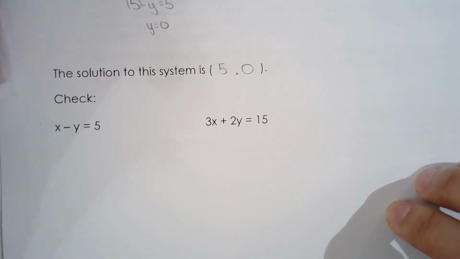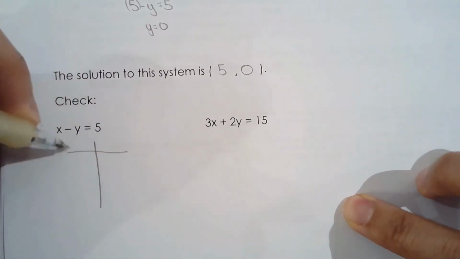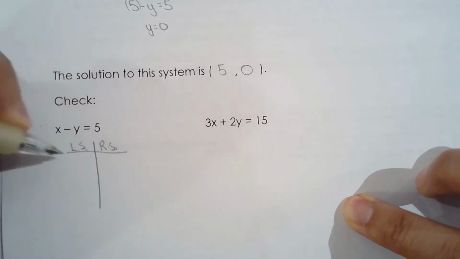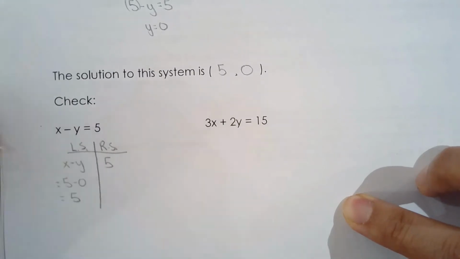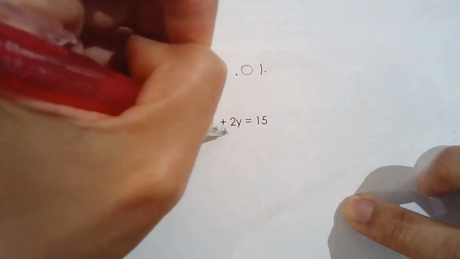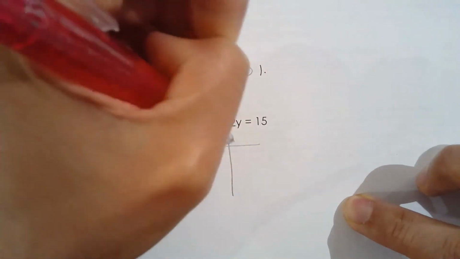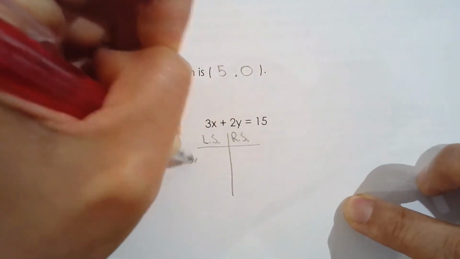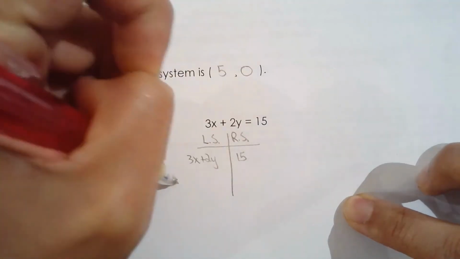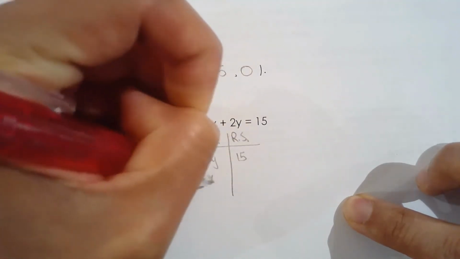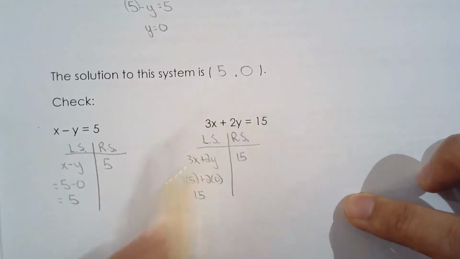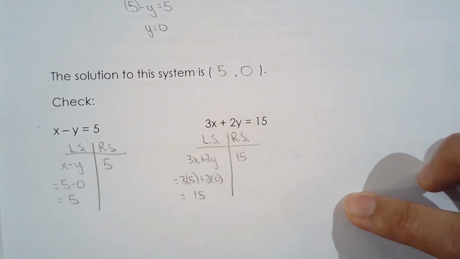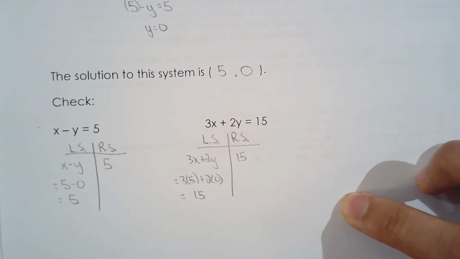And in this case, they want us to check. So we do a left side, right side table. 5 minus 0, 5. Beautiful. Left side goes right side. Let's check the second equation. Left side, right side table. So 3x plus 2y equals 15. So 3 times 5 plus 2 times 0, 15. Beautiful. Left side goes right side. So you see (5, 0) is a solution to both the equations that make up the system. Then that must mean (5, 0) is a solution to the system itself.